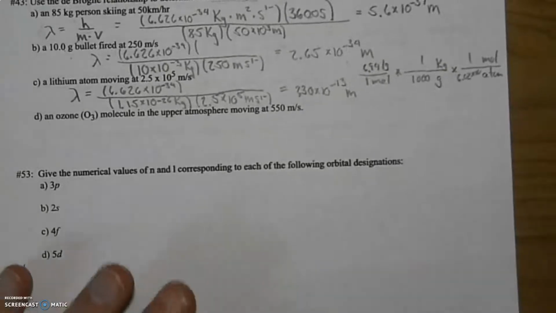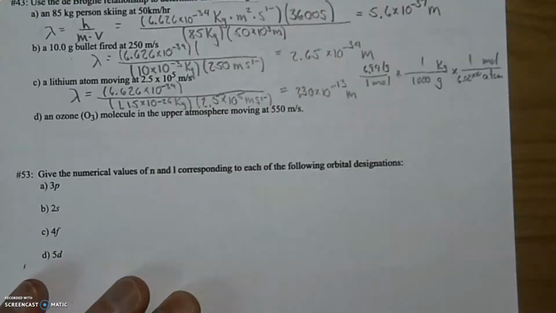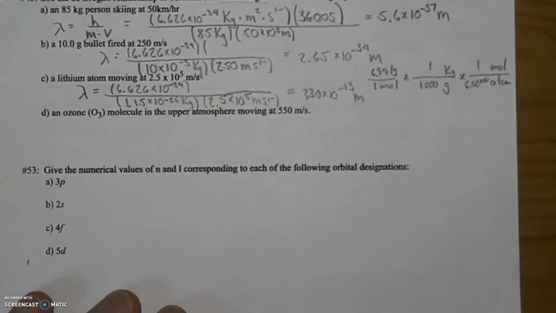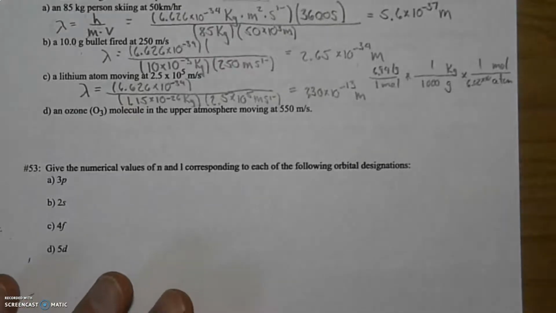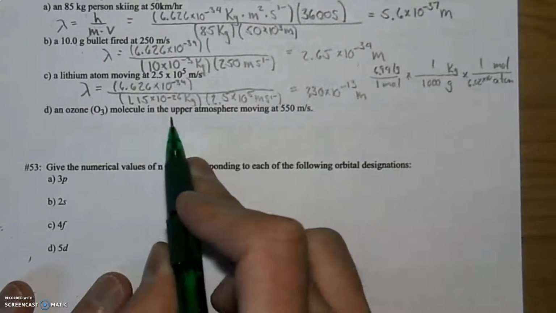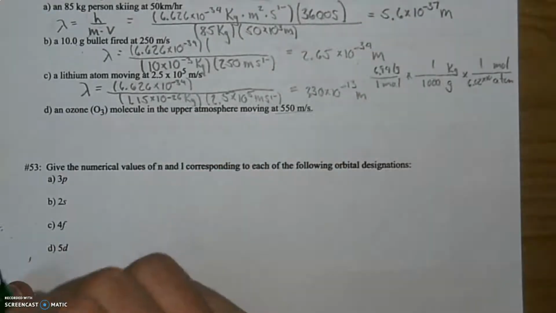The problem we just got done with, just to clarify on that, this should be 2.3, not 230. I double checked that on my calculator and that's the answer. All right, we got one more left on this particular problem, so we'll run through this really quickly. An ozone molecule in the upper atmosphere has a velocity of 550 meters per second.